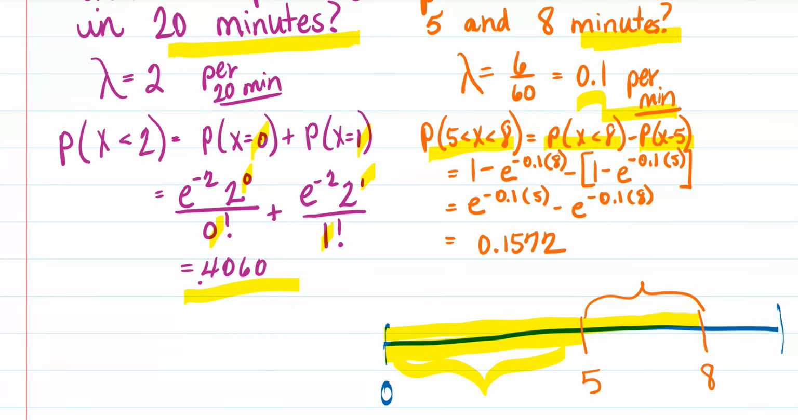Here again, we're substituting into our cumulative density function, lambda, and our values of x, simplifying, and we find ultimately that the probability that we complete a homework problem in more than 5 but less than 8 minutes is about 16%. Hope that helps.